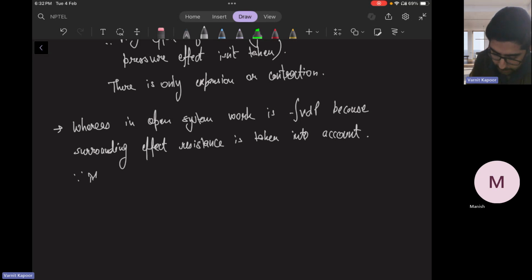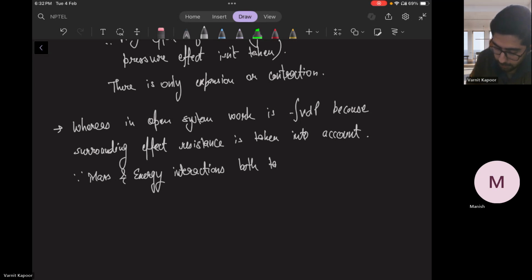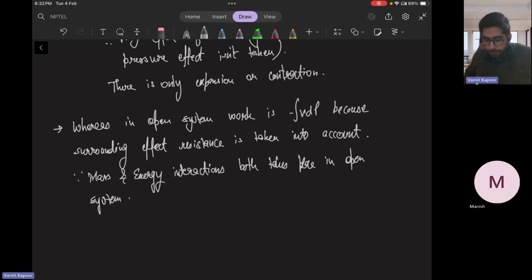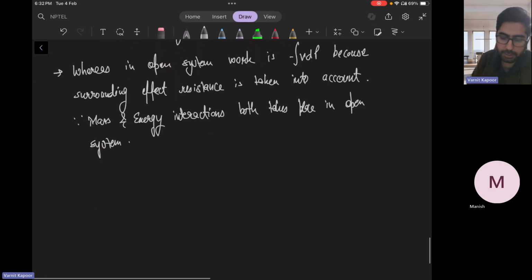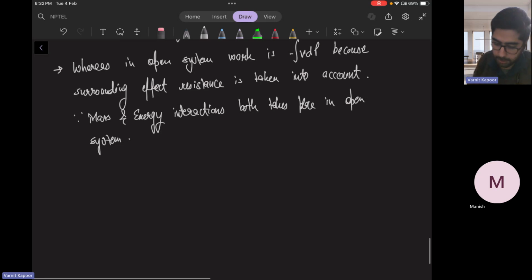And since mass and energy both take place in an open system, okay, all right. Now coming to the next process, that is the adiabatic process.